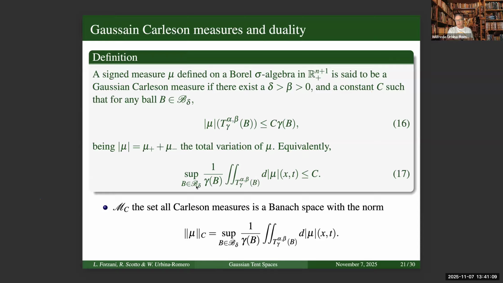This definition mimics the classical case. What is the main difference? In the classical case you have the Lebesgue measure, and these are any balls. Here we cannot put any ball, but balls that are admissible with respect to the Gaussian. But it's really the same definition. Then we consider the set of all Carleson measures for the Gaussian with this norm, that we know is bounded. That is a Banach space, right?